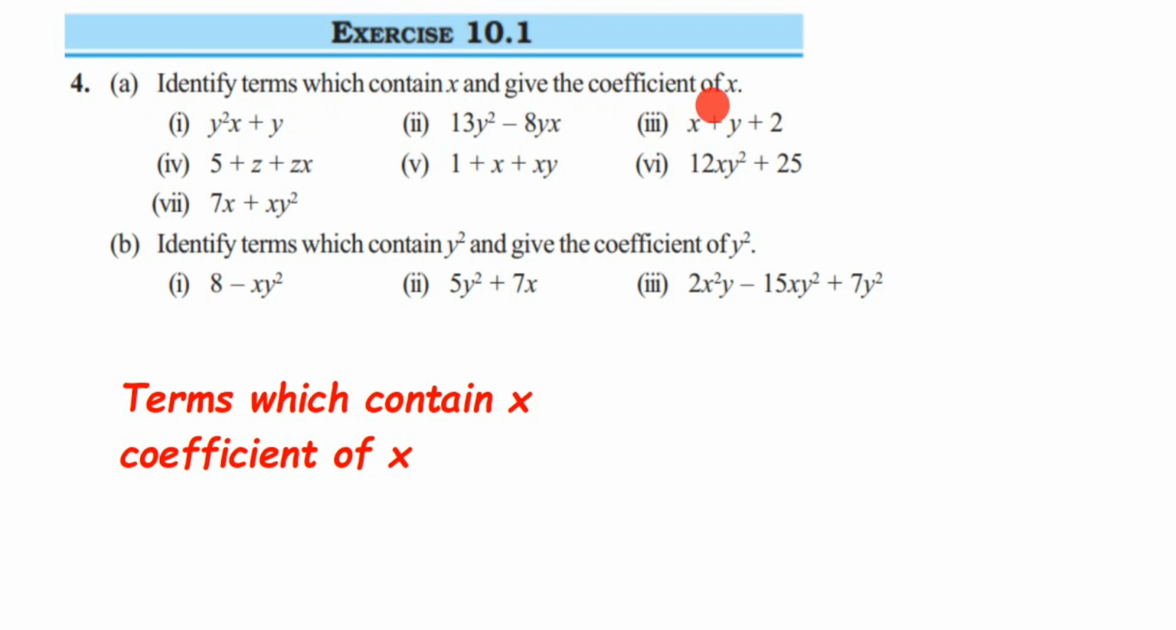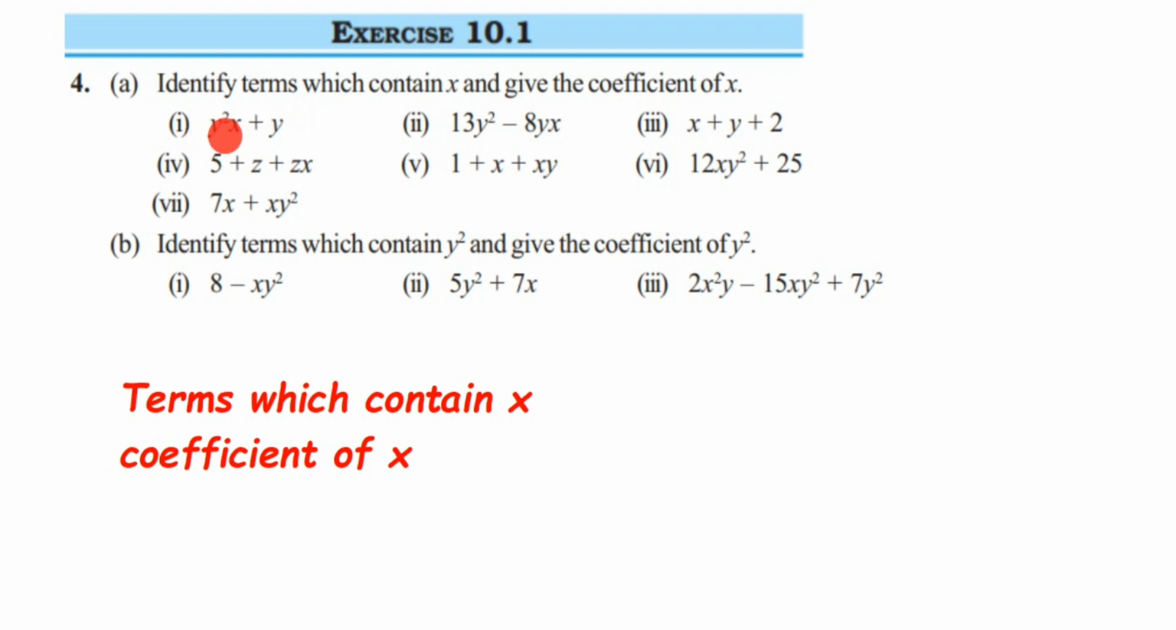There are around 7 questions in the first one. We have to only identify the term which contains x. For example, let us take the first question. There are two terms present. Terms are normally separated by a plus sign. In the first term you can see x is present. In the second one there is only y, there's no x. So we have to avoid this term and consider only the first term.